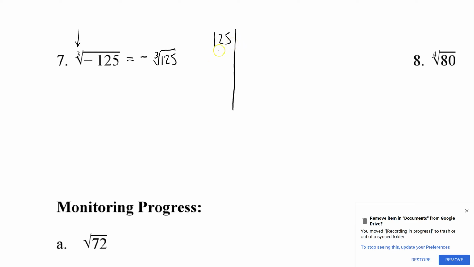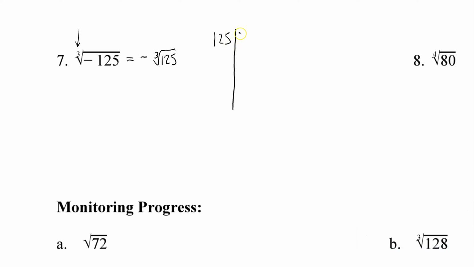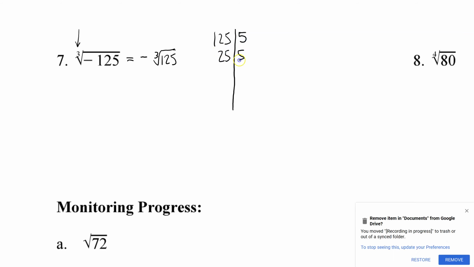So we go to the next prime number bigger than 3, which is 5. And 5 will go into 125 25 times. 5 will go into 25 5 times. 5 goes into 5 one time. So here we have 3 factors of 5. So we can write this as the cube root of 5 cubed. And the cube undoes the 3, so we're left with negative 5.